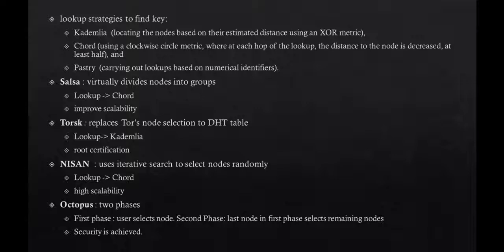Octopus: node selection is carried out in two phases. In the first phase, the nodes are selected by the user. In the second phase, the last node selected in the first phase chooses the remaining nodes. Security is achieved by hiding what nodes are checked for anonymous paths that help to provide anonymity.